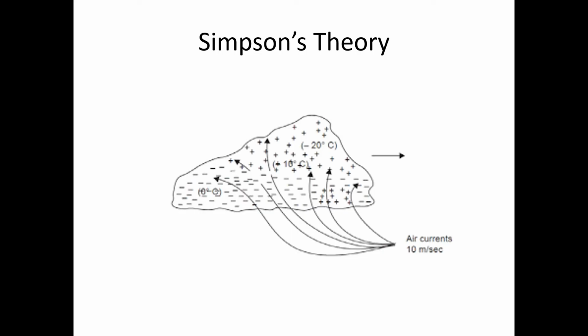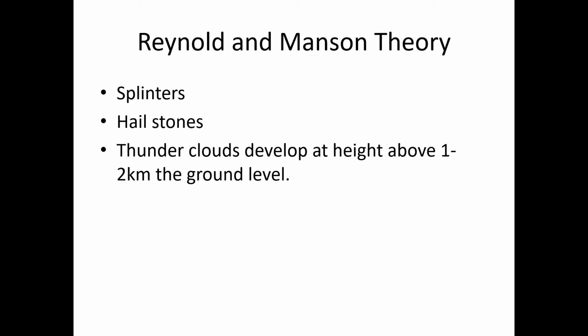Okay, so the next theory, the final theory, is Reynold and Mason's theory. Actually, the theory given by Simpson is not up to a satisfactory level, and therefore Reynold and Mason proposed a modified theory, which is known as Reynold and Mason's theory. What they tell here is, the clouds which develop at a height of 1 to 2 km above the ground level may extend up to 12 to 14 km above the ground.